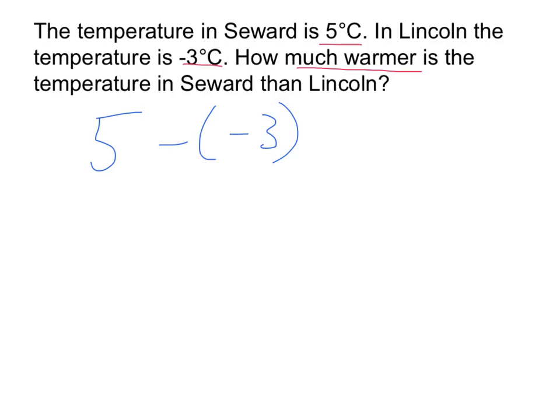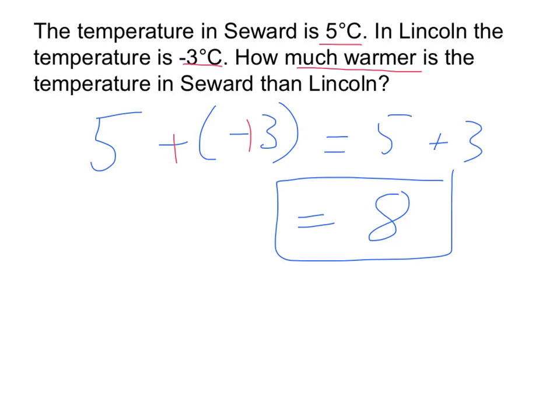So this problem involves subtracting negative numbers. And so now we can think of this as though the negative signs cancel off. And so we have 5 plus 3. We do that arithmetic, and we get our answer of 8. And so it is 8 degrees warmer in Seward than in Lincoln. So there's a problem involving subtraction of negative numbers.